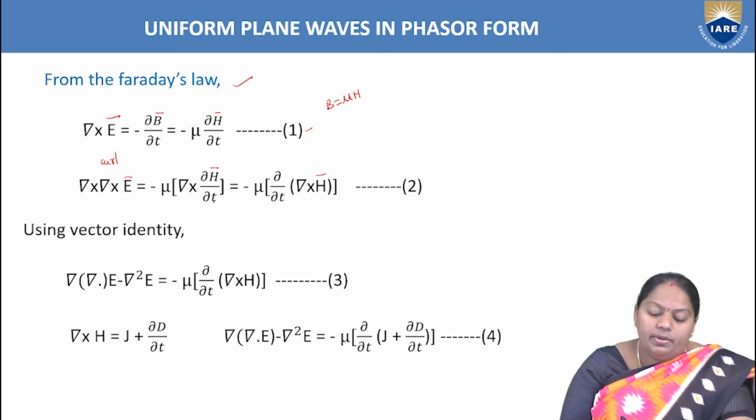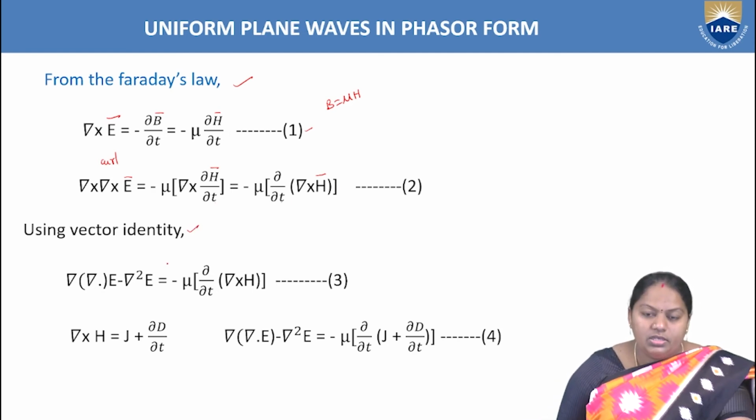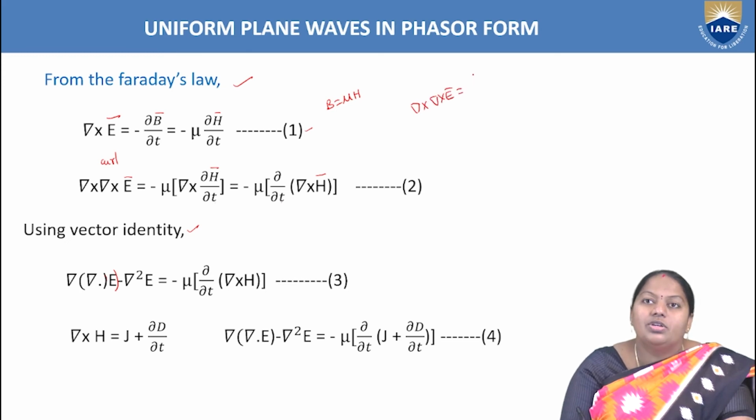Del cross dou H bar by dou T can be written as dou by dou T of del cross H bar. Now to simplify this one, we are going to consider the vector identity del of del dot E minus del square E. This del cross E can be written according to the vector identity as del of del dot E minus del square E.